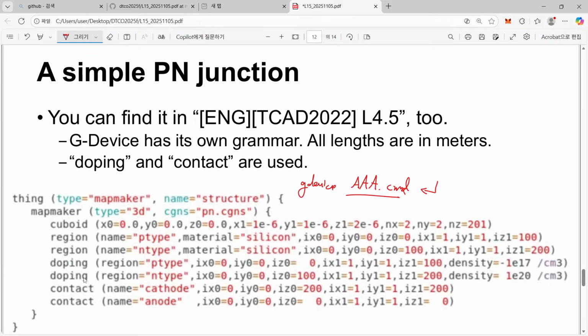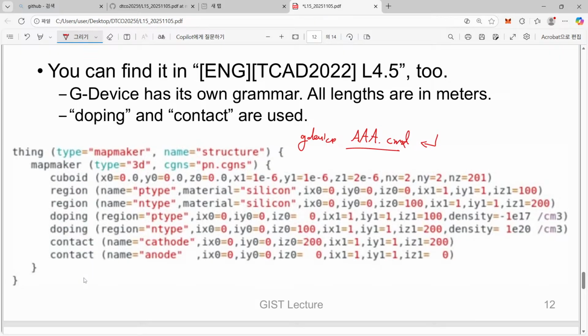Let me just explain what is inside this file. Please note that although these two tools, ÅngströmCraft and G-device, are written by myself, they do not share their grammars. They are completely separate programs. So the previous commands for ÅngströmCraft never work. You have to learn its own grammar. And here you have something called a header, and please do not change anything. If you change anything, then you will have some problems.